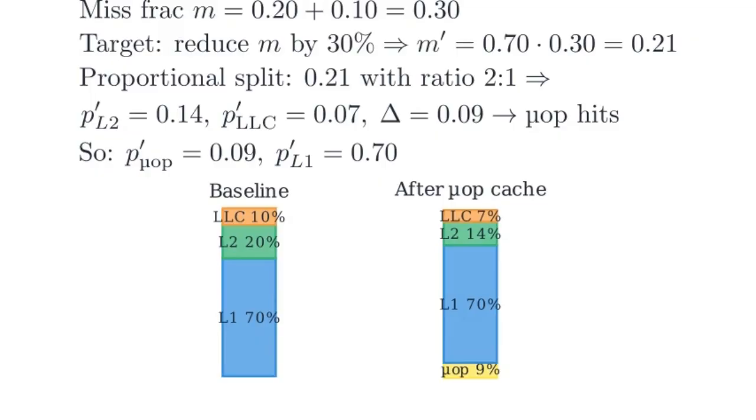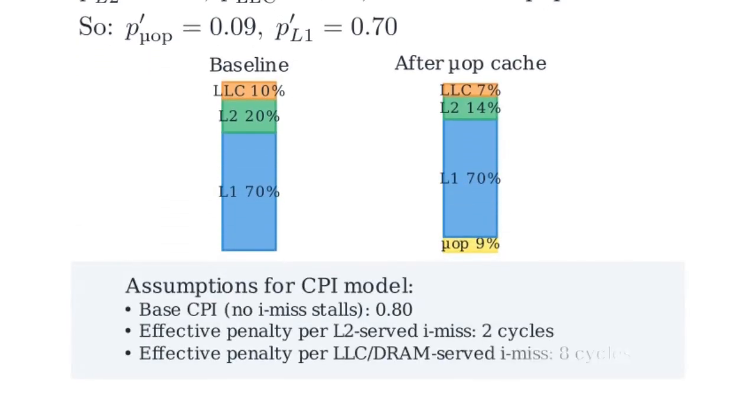Now we estimate IPC gain. We use a simple CPI model. Total cycles per instruction equals base execution CPI plus front-end stall CPI from instruction misses. To be realistic, an out-of-order core overlaps a lot of latency, so we use effective penalties, not raw latency. Assume base execution CPI equals 0.8. Assume an effective penalty of 2 cycles for an L2 served instruction miss and 8 cycles for a last level or memory served instruction miss. These effective penalties reflect overlap and prefetch benefits.